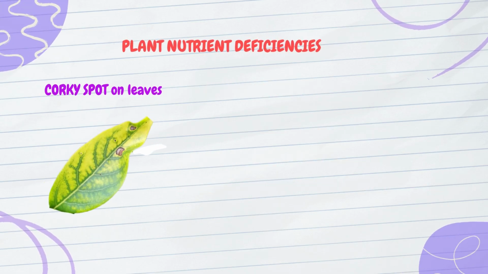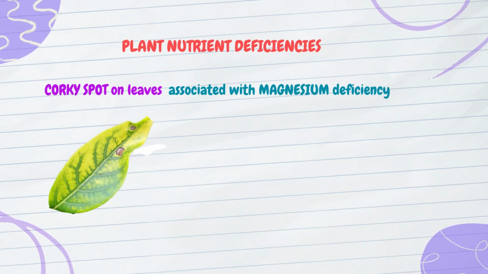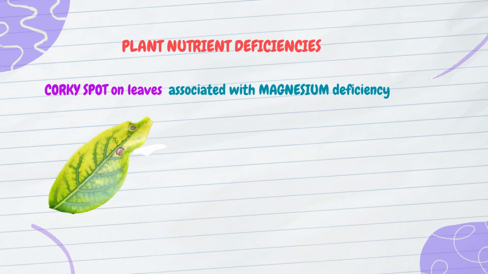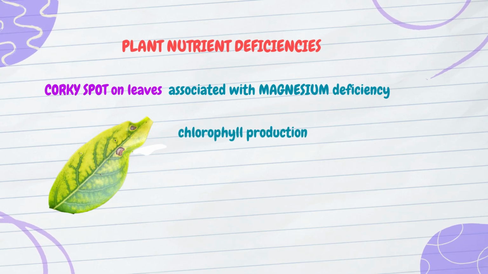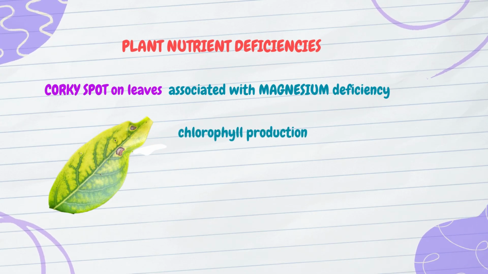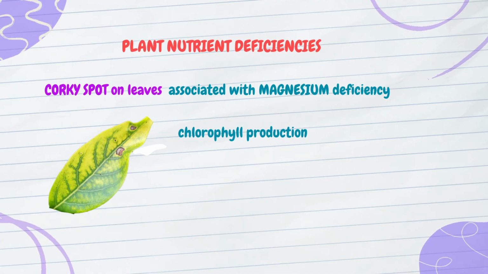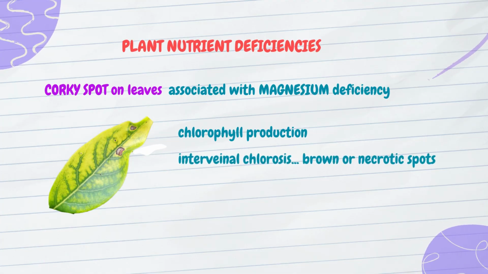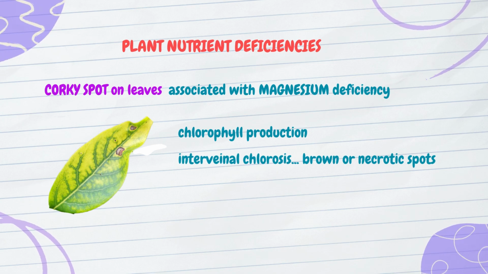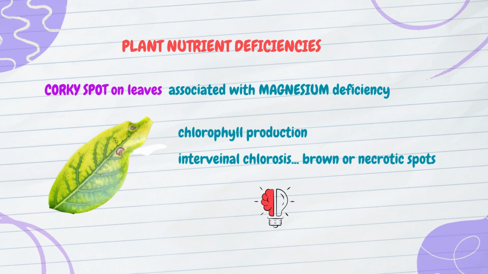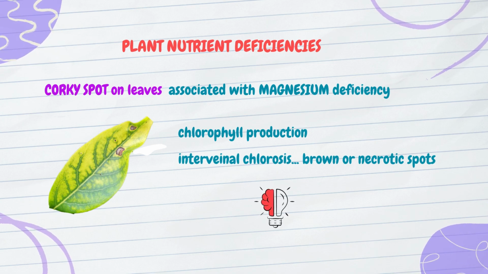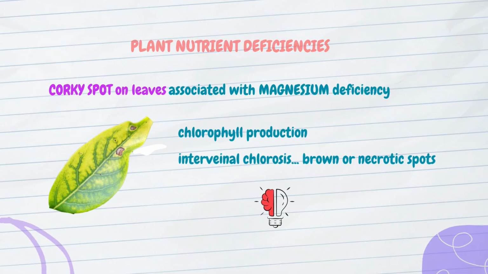Corky spots on leaves. Corky spots is associated with magnesium deficiency. Magnesium is central to chlorophyll production. Deficiency affects older leaves, as magnesium is mobile and is transported to younger tissues. Symptoms include interveinal chlorosis on older leaves, leading to brown or necrotic spots. Another fact, magnesium is mobile in plants, meaning the plant will steal it from older leaves to support new growth.